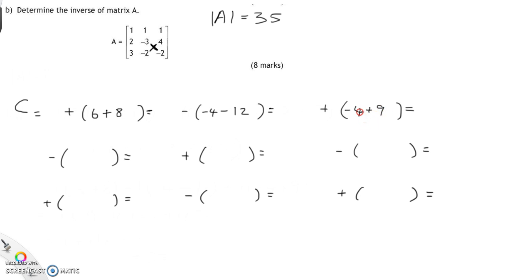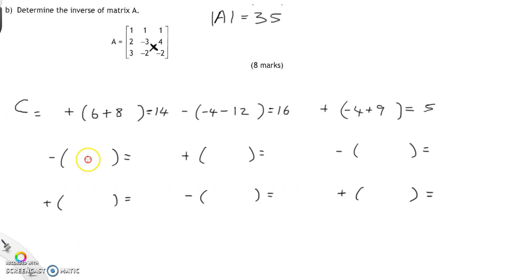Right, so that should be something similar to your calculations for the determinant. Okay, I think it is. So those will pan out to be 14 there. Minus 16 minus 16 will give us a plus 16. 9 minus 4 will be 5.